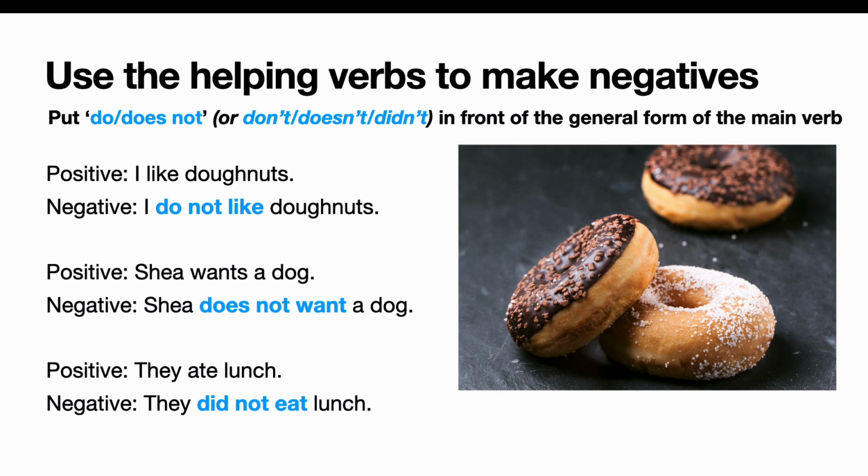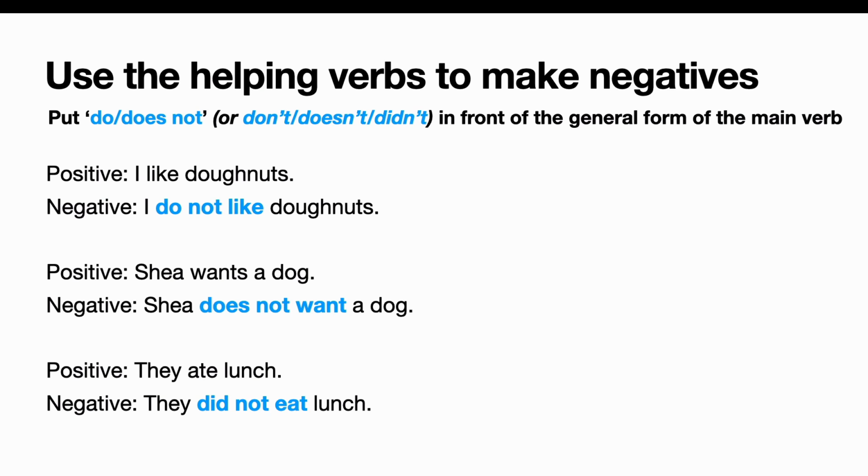But who doesn't like donuts? That's weird. In our second example, Shay wants a dog. Again, there's no helping verb here, so to make it negative, we have to add a do verb. So the simple present form of do for a singular subject would be does. So we say Shay does not, and then we have to change wants back to its general form. So we just drop the S, and we have Shay does not want a dog.